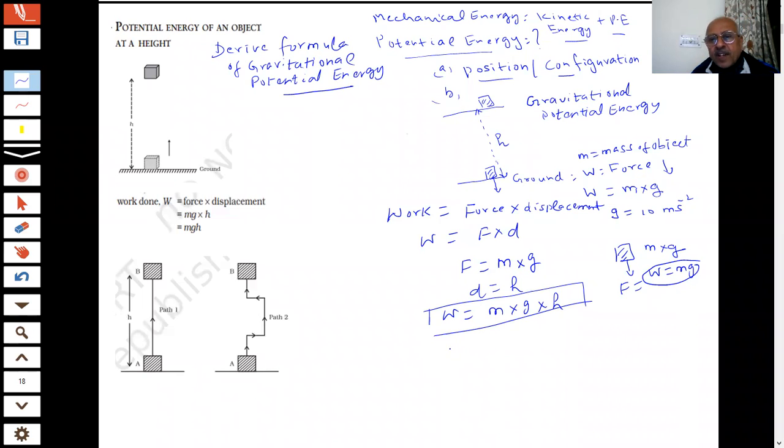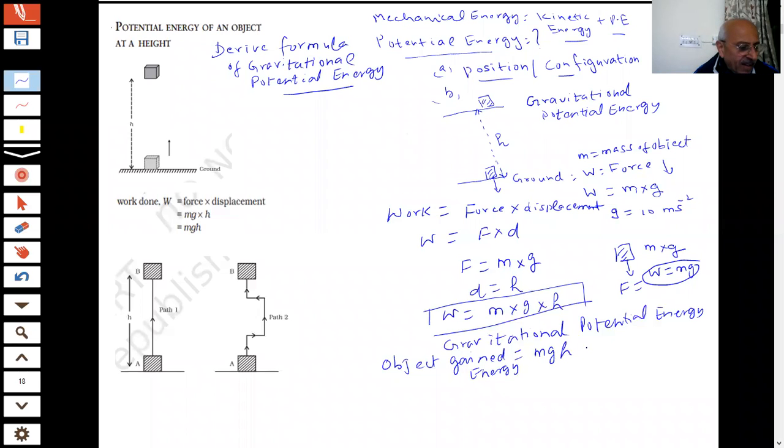What is it equal to? This is our gravitational potential energy. Therefore, the work done in lifting the object is equal to mgh, and an energy equal to mgh is gained by the object. How much energy is gained by the object? Equal to mgh, the same as the work. So this is our potential energy, E potential. The potential energy which we have calculated here is our gravitational potential energy.